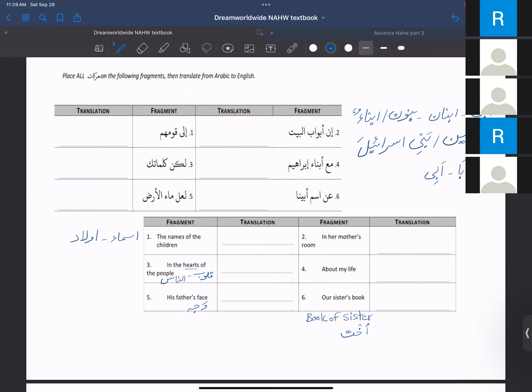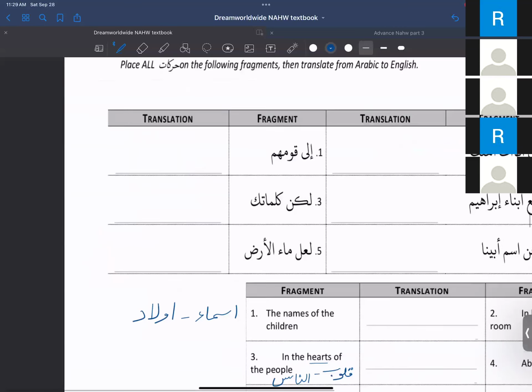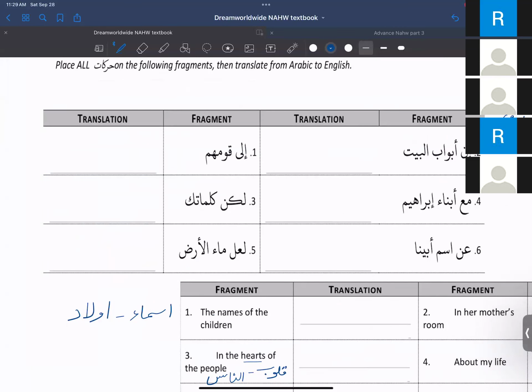Okay, so first one, Ila, you guys need to give haraka. Ila qawmihim. Very good, right? Because of this kasra on qawm, it's not "hum". Otherwise, it's supposed to be "hum", the attached pronoun "hum". But then it is going to take a kasra because it has a kasra before it, right? So, ila qawmihim.